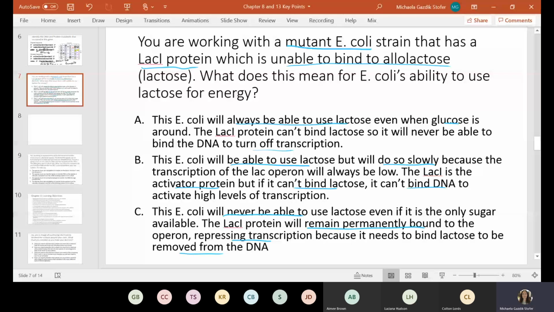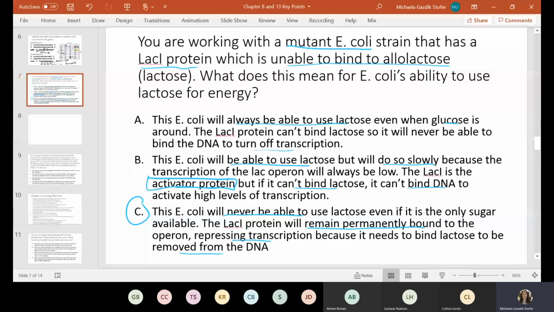Okay, so I see a couple C's up there and a couple of B's. The answer to this one is C. And this is one that students typically have questions on. The key with B here is to keep in mind that the I in LAC-I stands for inhibition. So the LAC-I protein is a repressor protein, not an activator protein.